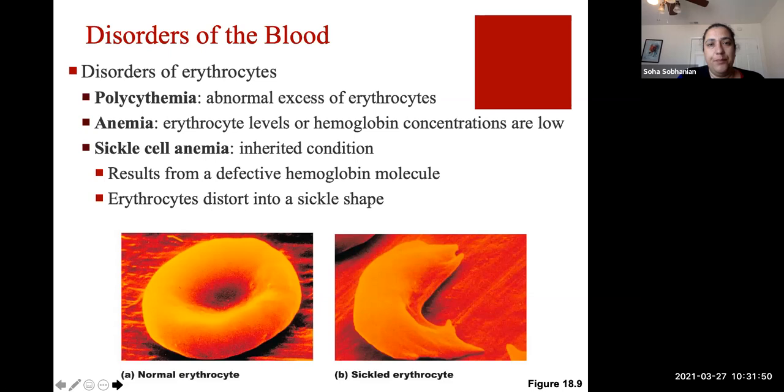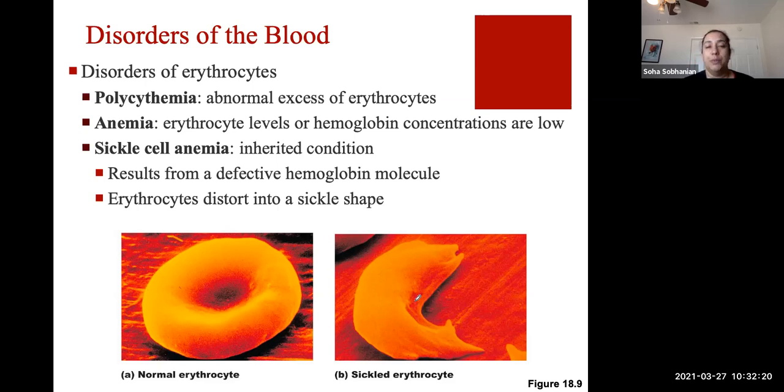Okay. And then we talked about anemia, right? Low red blood cell count. What are some of the common anemias? Basically, we have what we call sickle cell anemia. I have shown you a picture. This is an inherited condition, which means it's genetically passed down from generation to generation. The most susceptible population are African Americans.